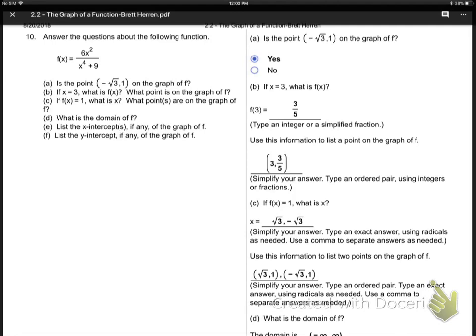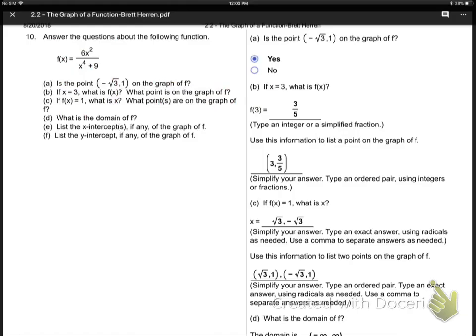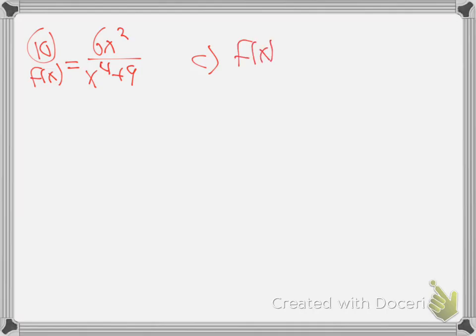All right, so number 10, f of x equals 6x squared over x to the 4th plus 9, and part C says f of x is 1, what is x? Okay, can you do that one? The second part will be a little different though. See what you can do on that one. Just doing the part C's, which are the hardest parts.